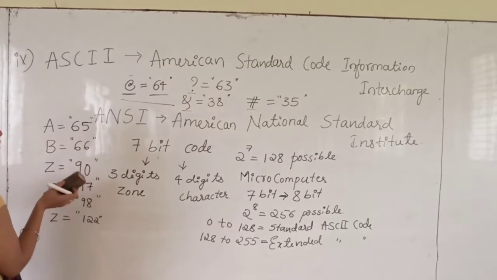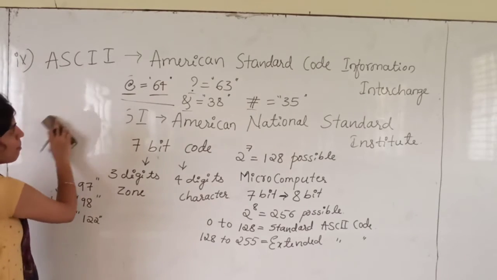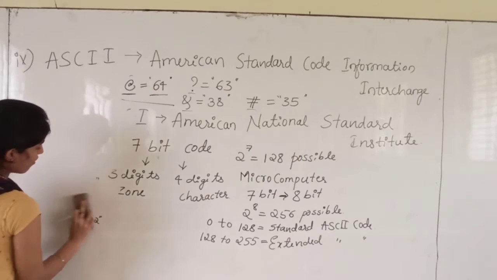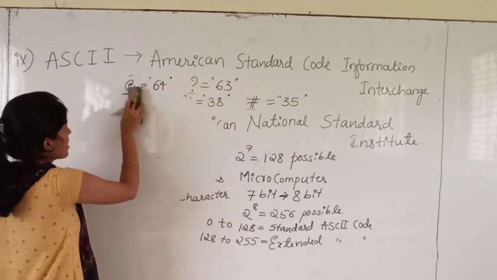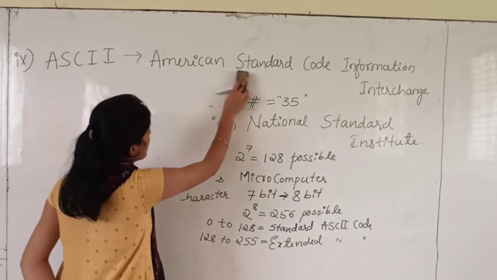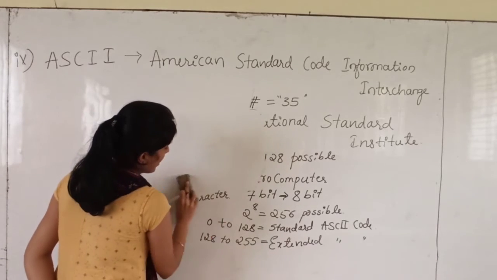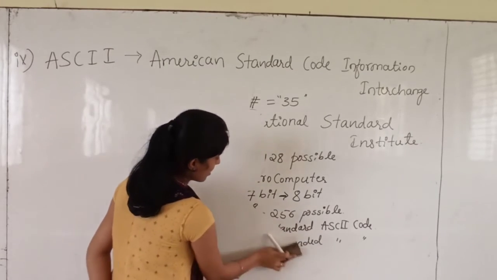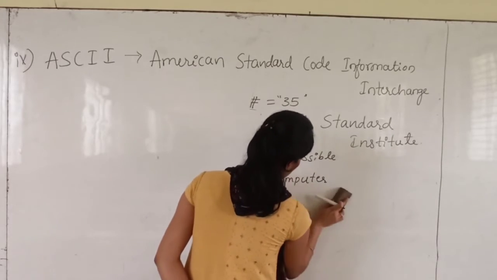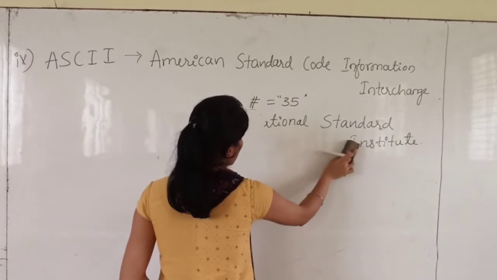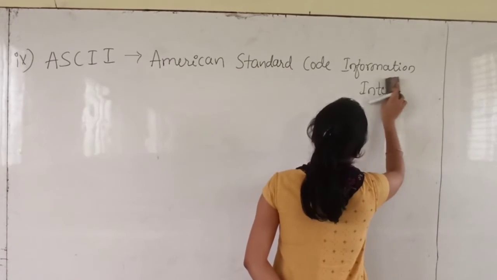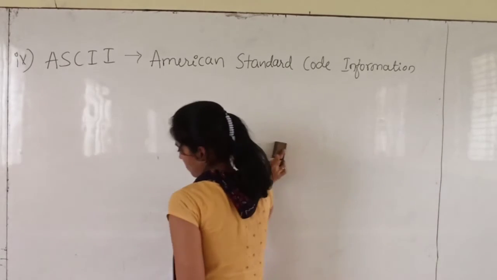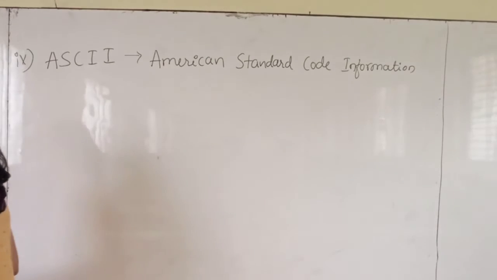Understood? ASCII code, American Standard Code for Information Interchange, is a standard code developed by Americans at ANSI, the American National Standards Institute. It was developed for the purpose of giving values to special characters, alphabets and numerical values.